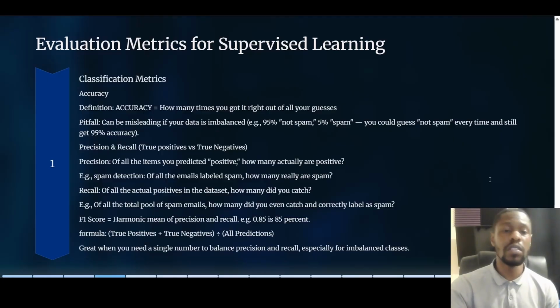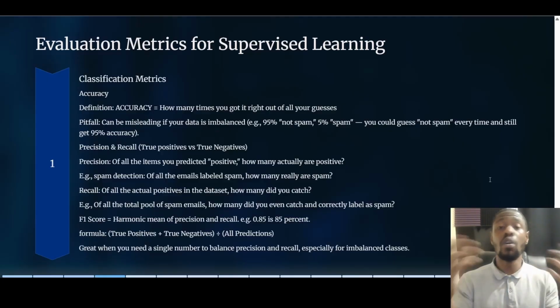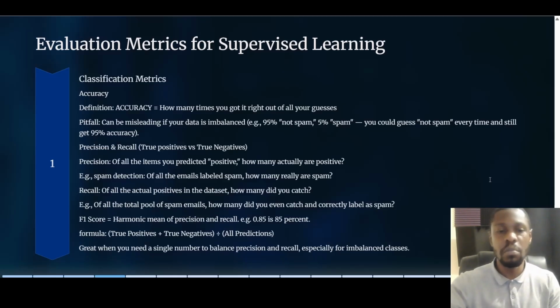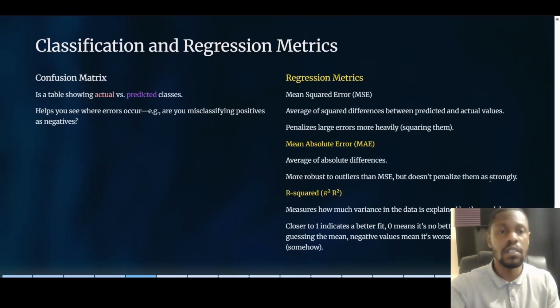And then we have something known as the F1 score, which is essentially a combination of precision and recall, combining the two to get a general overall score of how well the model performs. So the formula is true positives plus true negatives divided by all the predictions. Again, it's great when you need a single number to balance precision and recall, especially for imbalanced classes.